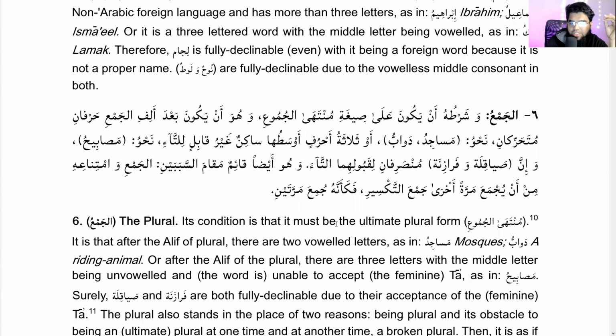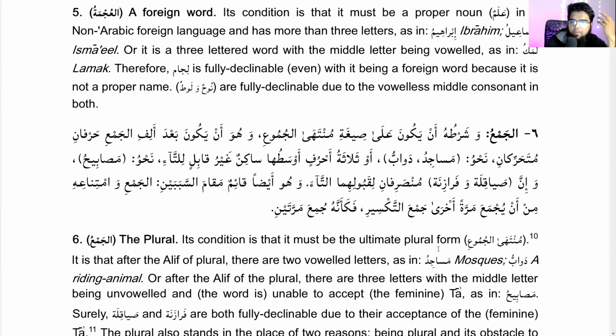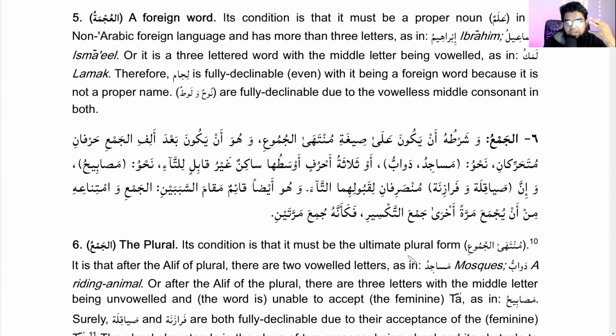The plural is a condition, that means it must be the ultimate plural form. It is that after the alif of the plural, there are 2 vowel letters, as in masajidu, vowel, no sukun. Dawabu. Or it could be 3 letters and the middle letter should have sukun.